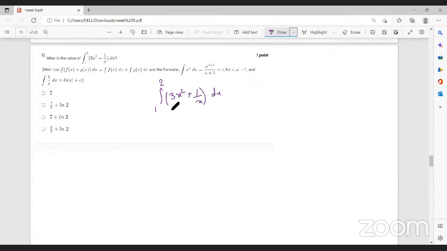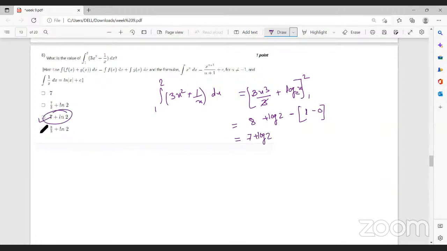Okay. So what is the integral here? 3x cubed by 3, that is x cube, plus log x. ln x actually. If I put x equals 2, 3 will get cancelled. So 8 plus log of 2. Then x equals 1: 1 minus log of 1 is 0. So 8 minus 1, that is 7. 7 plus log 2. This one is the answer, right?